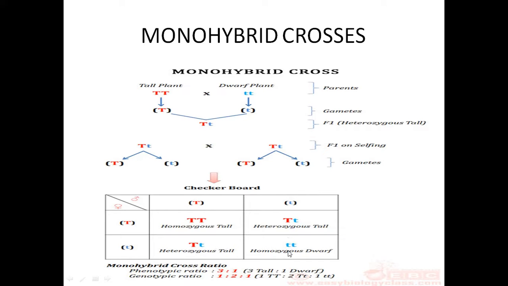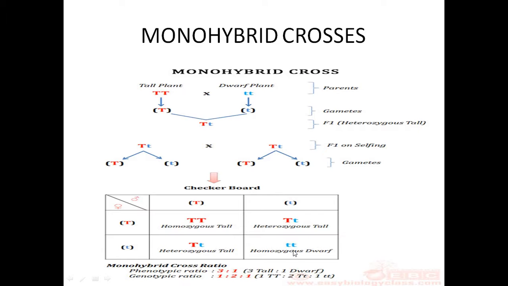Here, both the alleles or the gametes. On the genes we have two alleles. One gene which is expressing a particular character in plants or animals will have two alleles, small t and small t. These are the two alleles on the gene expressing a particular character.